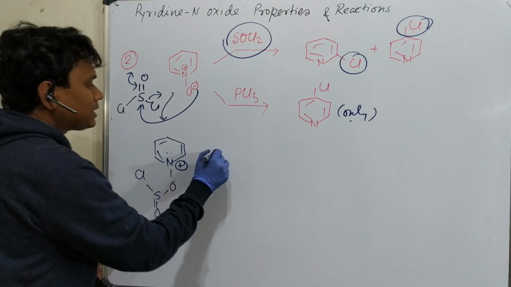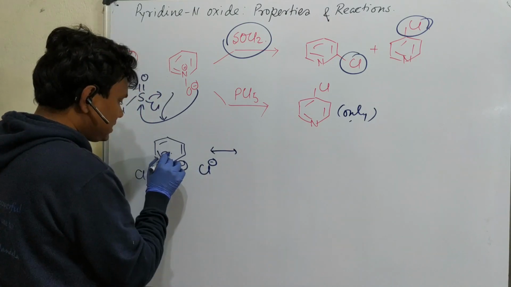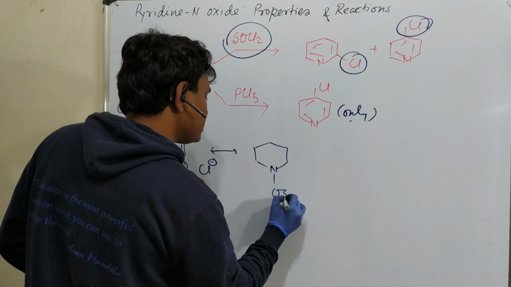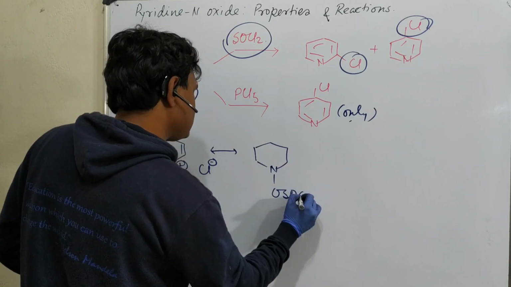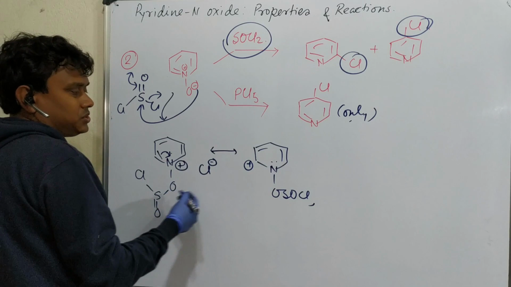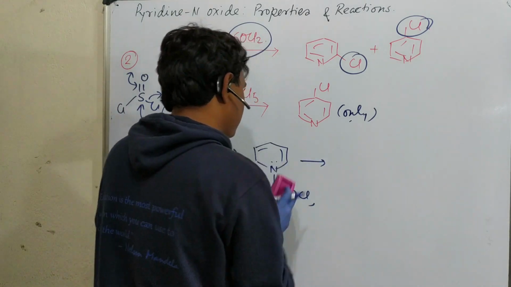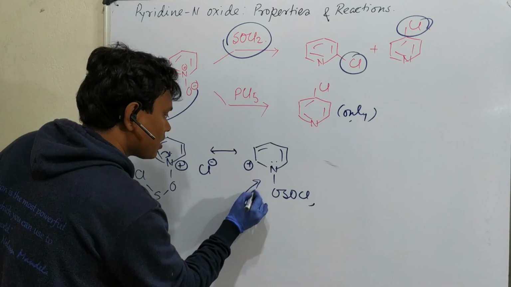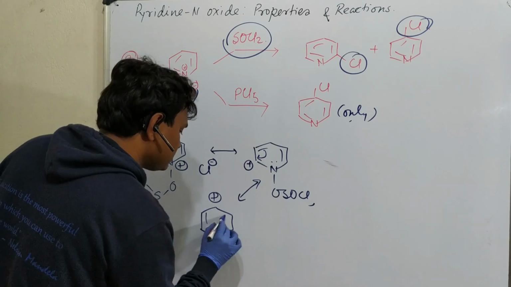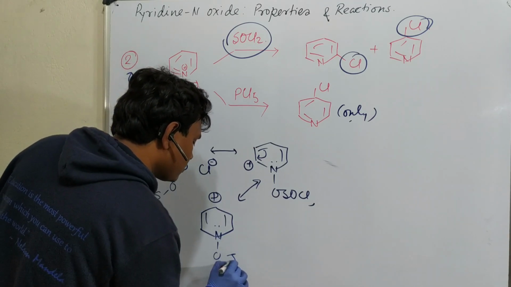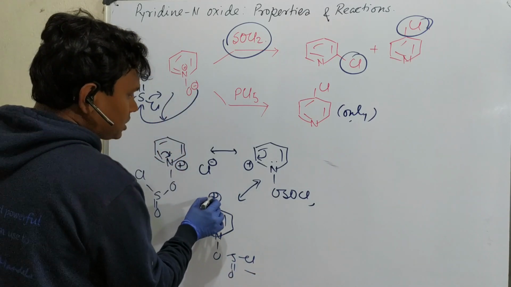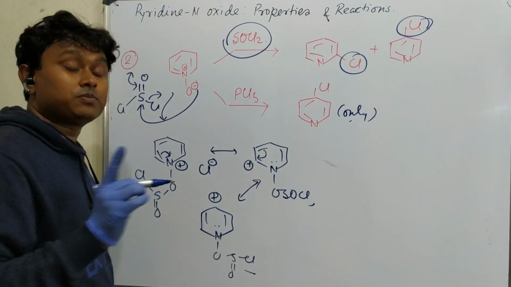Actually, you can consider this a canonical form, meaning it can take the electron and create the SOCl. So the positive charge should come here, one canonical form, where the plus charge is neutralized. Another canonical form you may draw, it can come here, so the positive charge will come here. So this is the nitrogen, OSOCl. Fine. Now see, this position, this ortho and para both are electrophilic, positive charge is there.